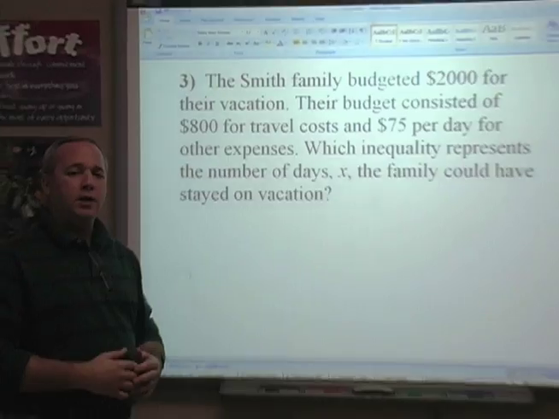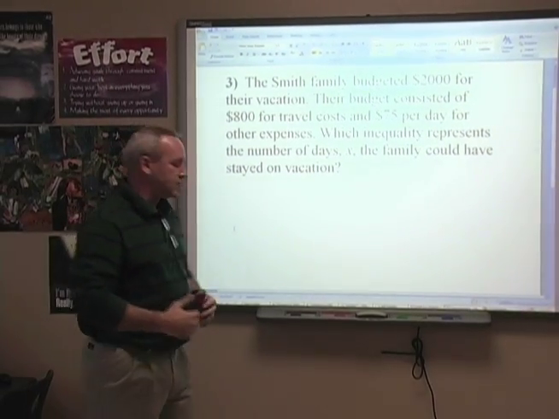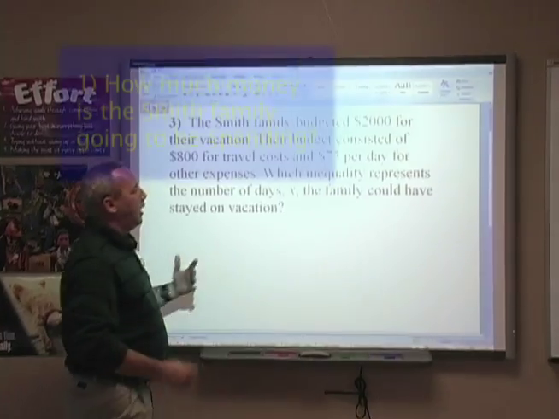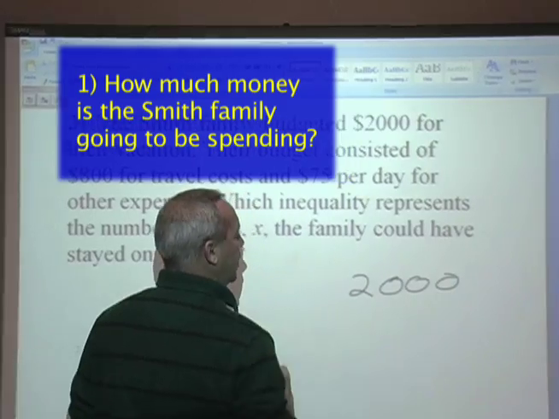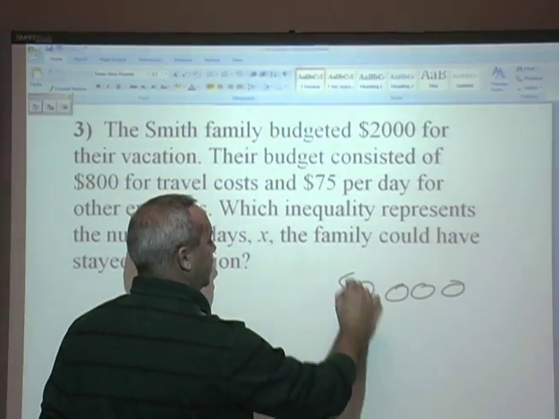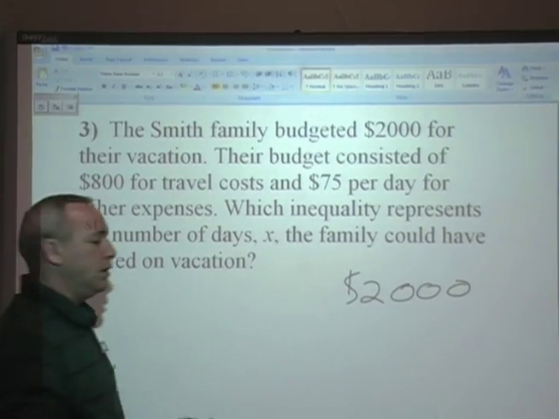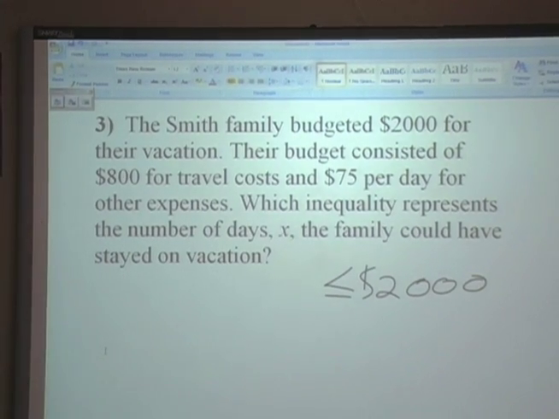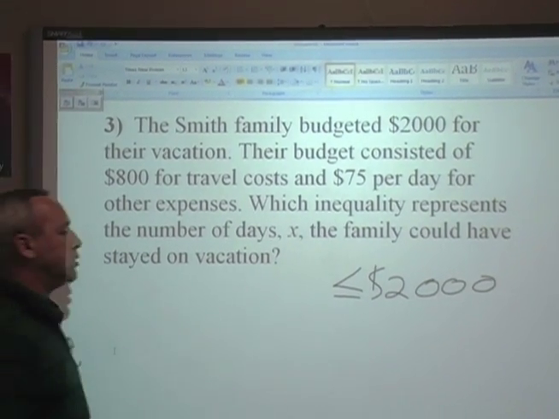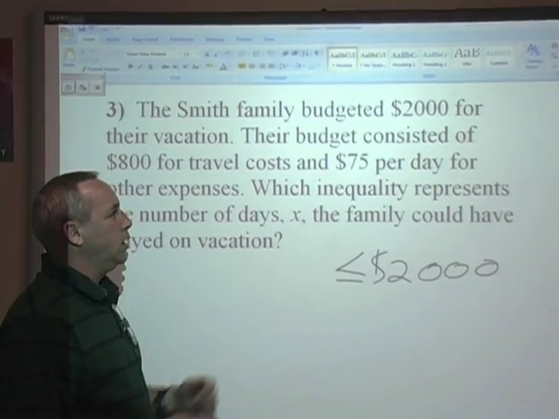Well, before we bring up the answers, let's see if we can come up with some pertinent facts. One, how much money are they going to be spending? Well, they put out $2,000, okay, and they can't spend any more than that. So we know that that's going to be less than or equal to. They can spend $2,000, but they cannot spend any more. So we're talking about less than or equal. That's a pertinent key fact.